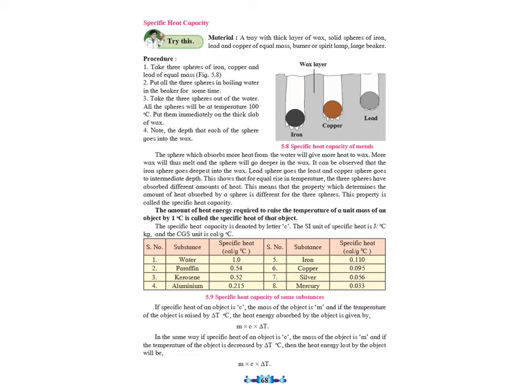The heat absorbed can be measured by the formula m into c into delta T. Here m is the mass of the object, c is the specific heat, and the difference in temperature is given by delta T, where delta is the small triangle. That small triangle is read as delta, and delta means a difference in temperature. It's actually a Greek alphabet, and T is the temperature.